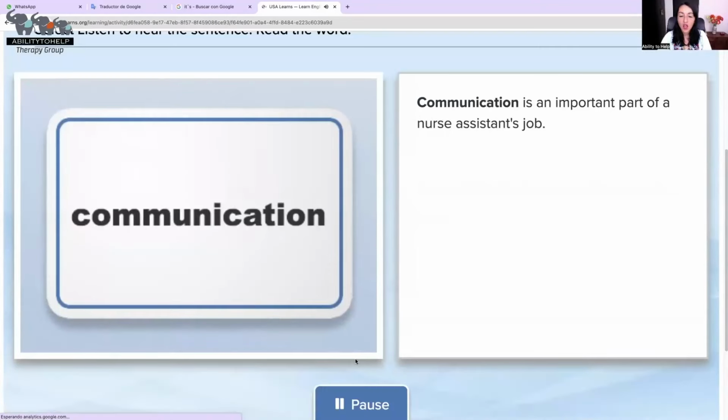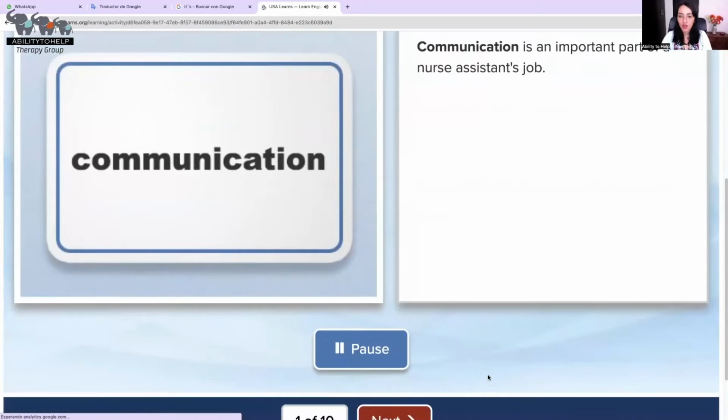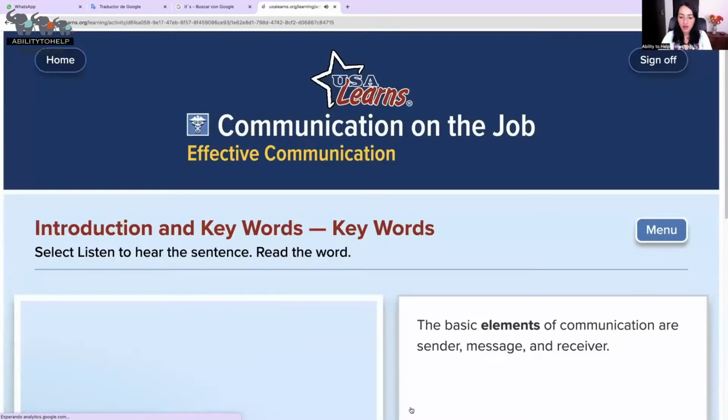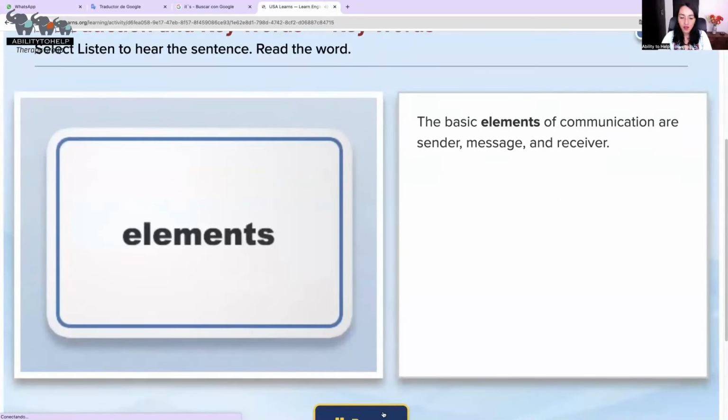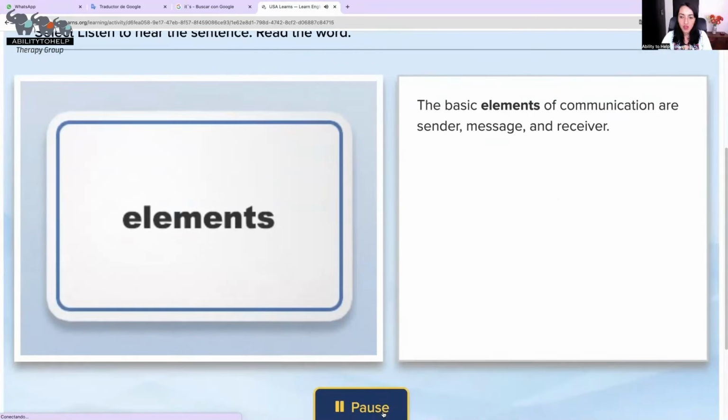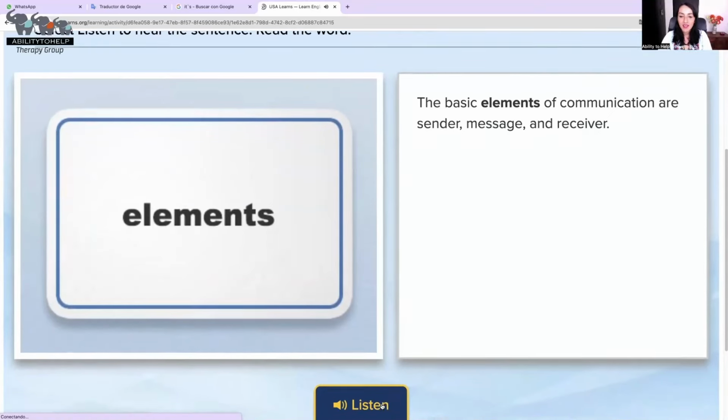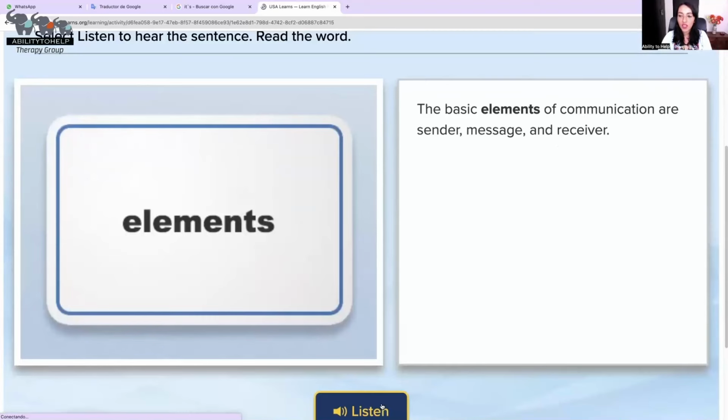Repeat. Communication is an important part of a nurse assistant's job. Communication. Repeat after me. Communication is an important part of a nurse assistant's job. The basic elements of communication are sender, message, and receiver. Elements. The basic elements of communication are sender, message, and receiver.